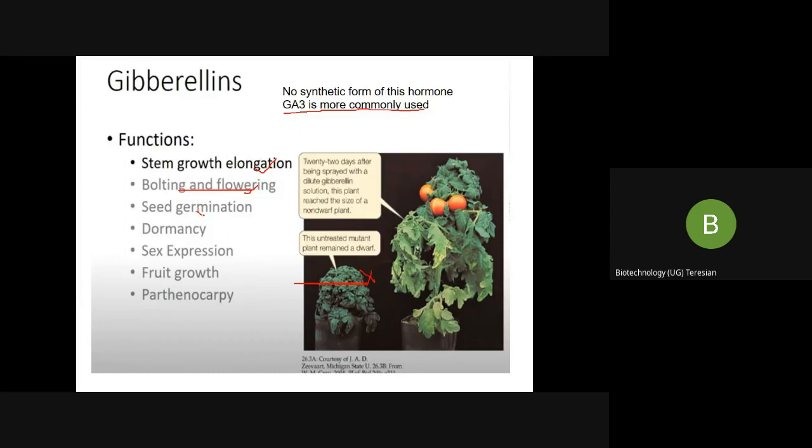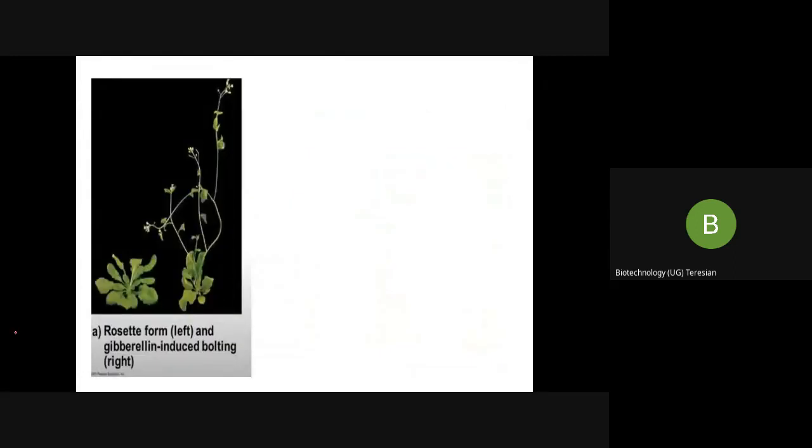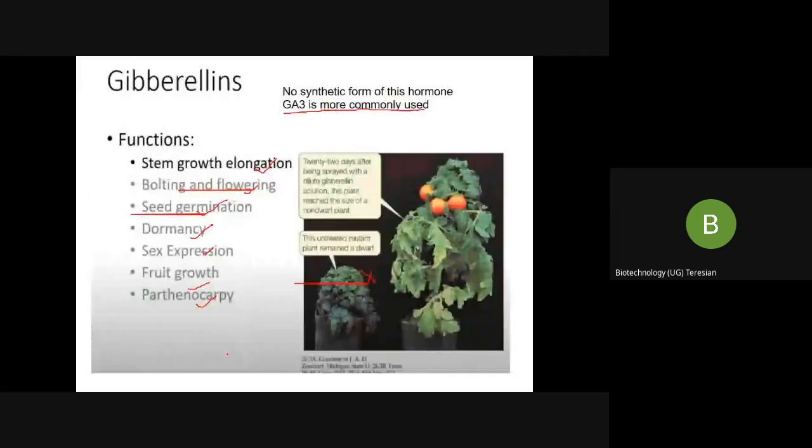And it is also induced in seed germination, dormancy, sex expression, fruit growth, parthenocarpy. These are all the important functions of the gibberellins. And one more function: you can see that this plant is in a rosette shape. So when you induce gibberellin, what happened? It started growing, well spread, tall, it started flowering. And this is known as bolting, what I mentioned here.